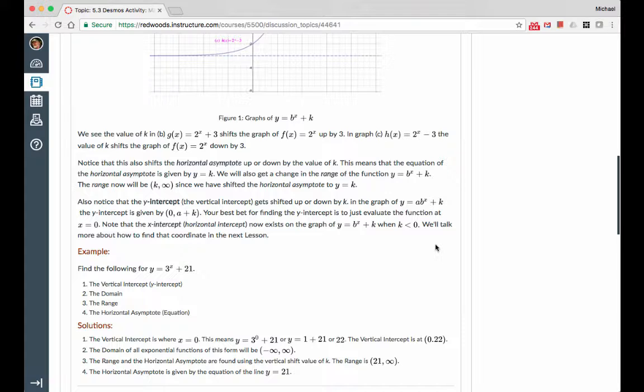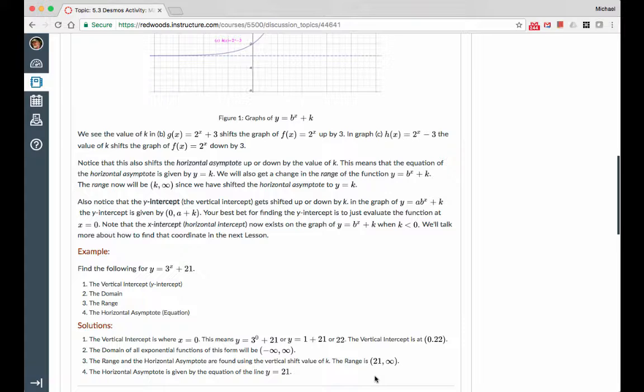Also notice that your y-intercept, and the vertical intercept in the case of our textbook, get shifted up or down by the value of k. In the graph of y equals a times b to the x plus k, the y-intercept is going to be given by (0, a plus k). But as you'll see in the example that we'll do in a minute, your best bet is just to evaluate the function at x equals 0.